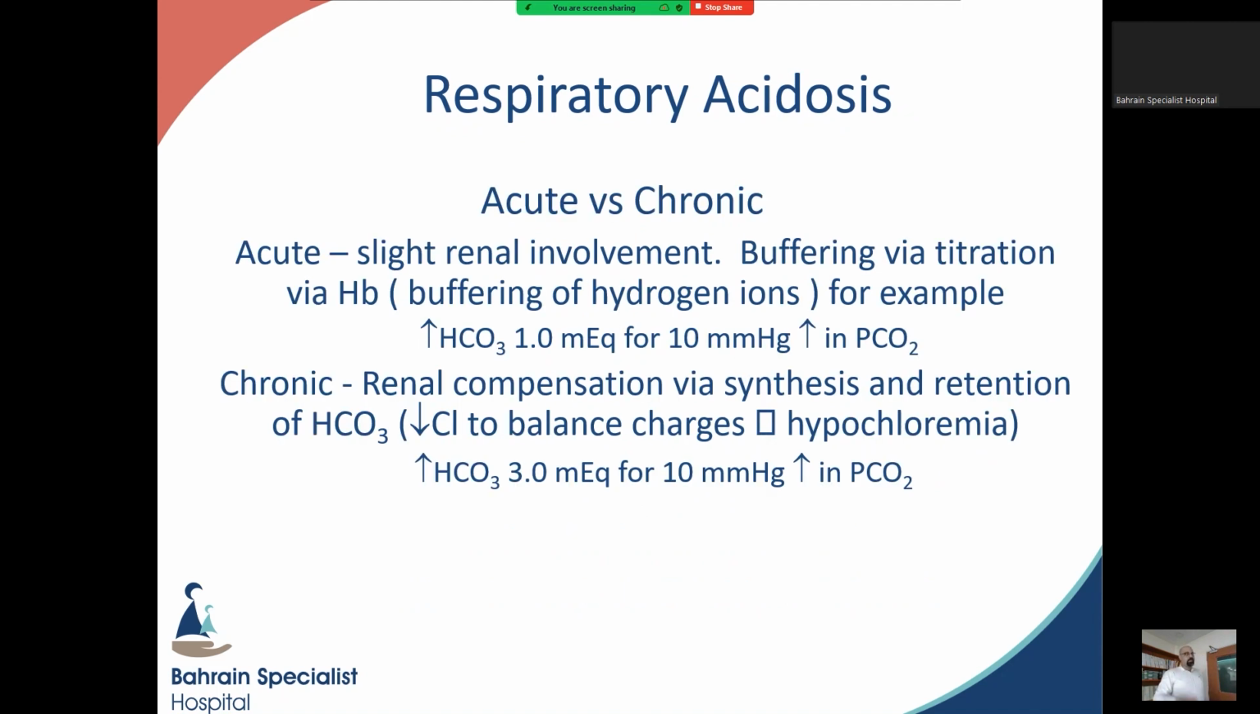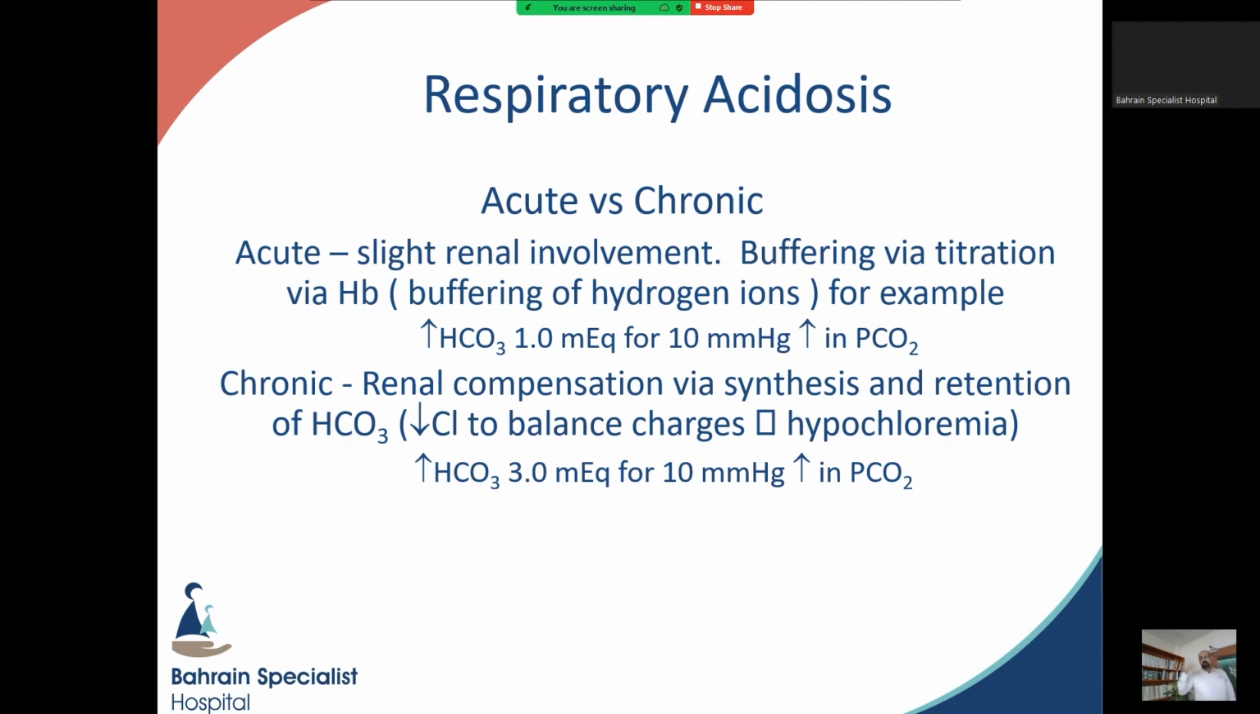Respiratory acidosis has two parts, acute and chronic. Acute, the most common presentation is asthma. In an acute presentation of respiratory acidosis, there is slight renal involvement, buffering via titration, via H+, buffering of hydrogen ions. For example, HCO3 will increase 1 milliequivalent for each 10 millimeters of mercury in PCO2.